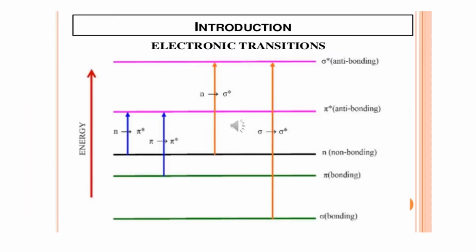Here is the graph of electronic transition. Here are two blue lines and two orange lines. The first blue line represents non-bonding to sigma antibonding. The second blue line represents pi bonding to pi antibonding. The third orange line represents non-bonding to sigma antibonding, and the fourth orange line represents pi bonding to sigma antibonding.